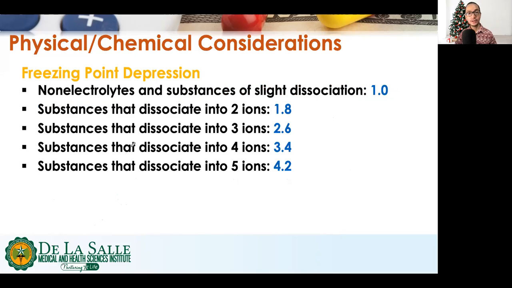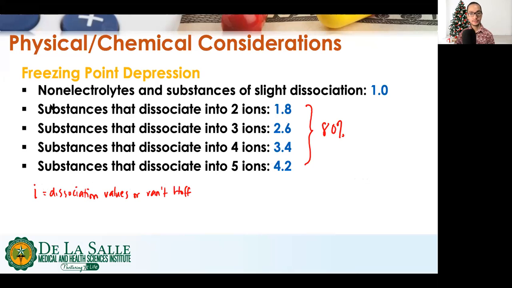Remember that for typical electrolytes having a percentage dissociation of 80%, we have the following values of i, or dissociation values, or dissociation constants. These are also known as the Van't Hoff factor. Later on in your physical pharmacy class, you will discuss this. This is your Van't Hoff factor.